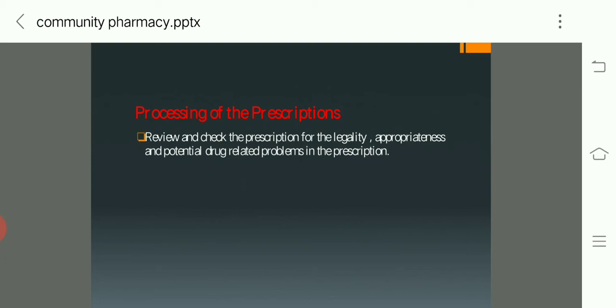Like that, the pharmacist has to review each and every medication in the prescription, and only after checking this, and after confirmation that these medicines are safe for the particular patient, can he dispense the medicines in the prescription.